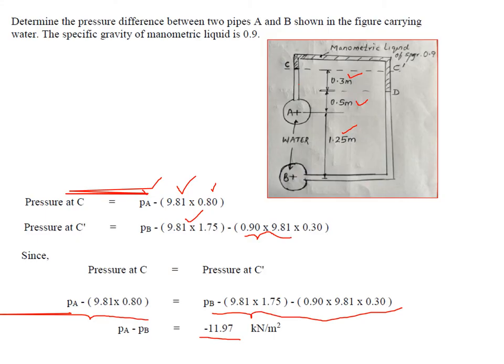Here you need not plot this diagram. This diagram is given, and all these distances are also given in the problem. The only thing is you have to identify where the pressures are the same, and based on that you should start from pressure point PA and move up to C, and start from pressure point PB and move up to C dash. Then you can equate these two so as to solve the problem. So like this you should identify problems.